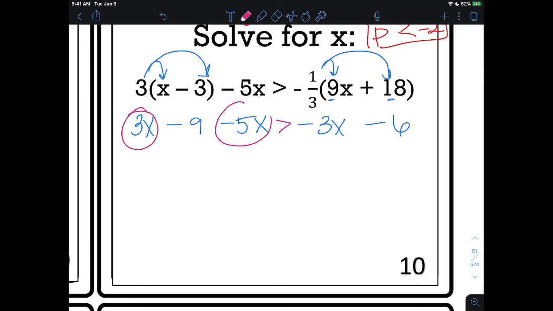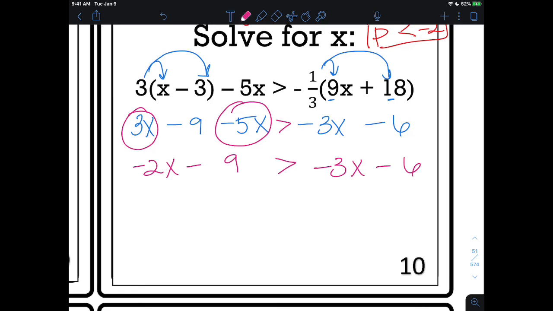So first I'm going to look over here on the left. I see I have x's all over the place. That 9 doesn't change. Nothing over here changes. I ask myself again, did I multiply or divide by a negative number on both sides? No, I did not. So my symbol stays the same.